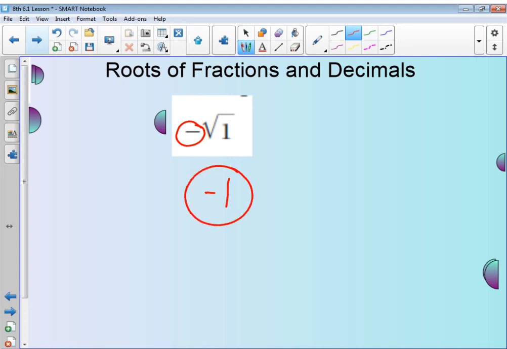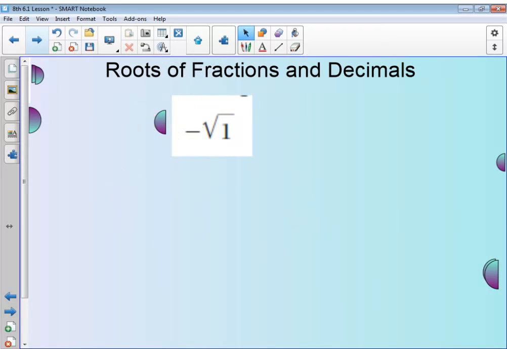Okay, remember, eventually they'll be putting a number maybe out in front of this. And they might say 4 minus the square root of 1. You would solve your square root of 1, which is 1, and then you would do 4 minus 1. Okay. So our final answer there was just a negative 1.